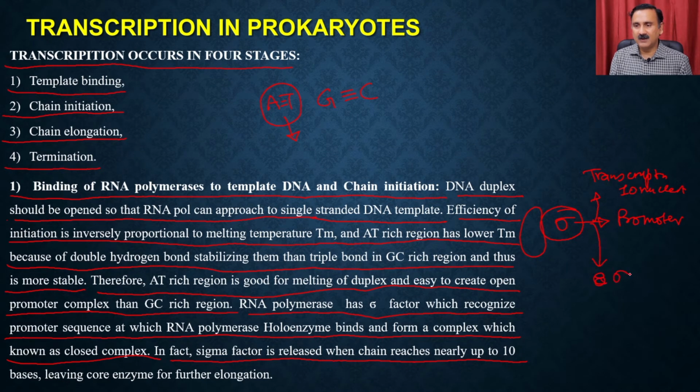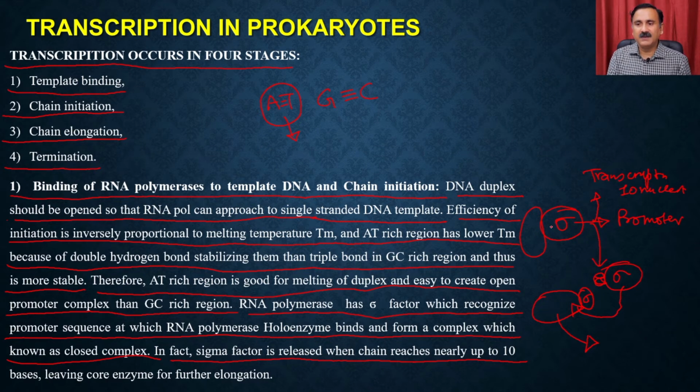So the sigma factor is going to be released, and now this sigma factor is free. It can assemble with another RNA polymerase, and that's how it can help another RNA polymerase molecule recognize another gene or another promoter, and that's how it can channelize the machinery for maximum outcome.